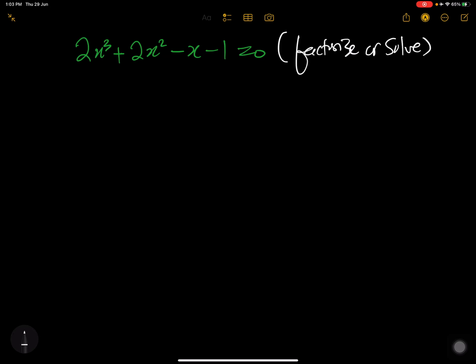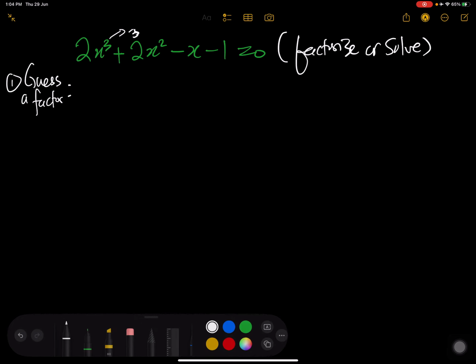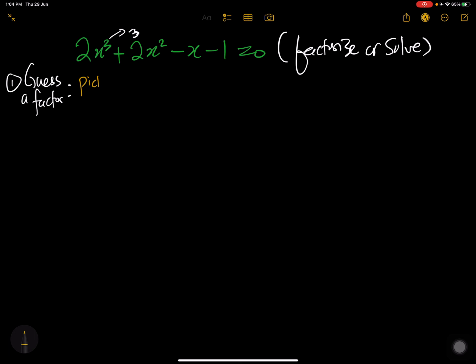What do we do? You can see that the degree here is 3. It's more than 2. So what do we do? The first thing we do is to guess a factor. To guess a factor, we can pick any number. Usually it is always safer to pick a number like 1. So let's say we pick 1.